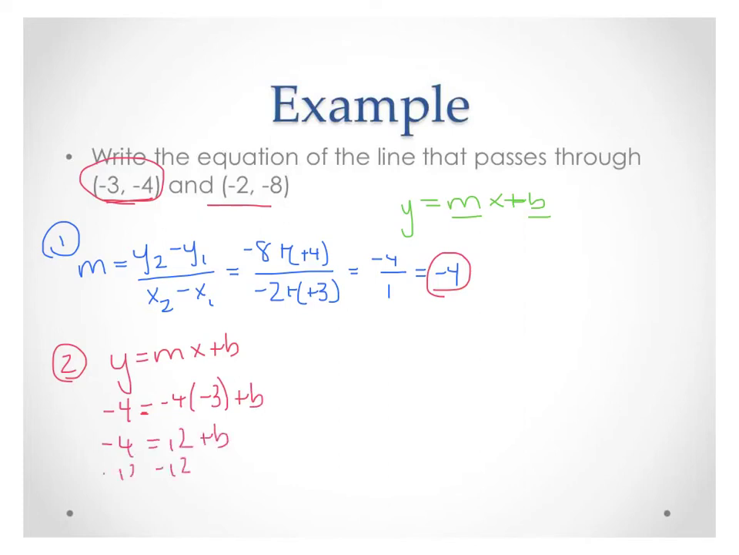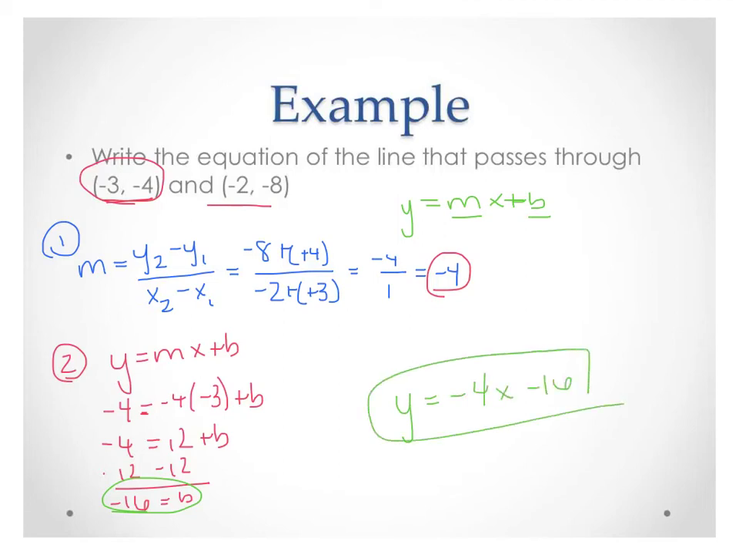By the way, you might want to check and make sure if you use the other point, would you end up with the same y-intercept? So now that I have a slope and a y-intercept, y equals -4x minus 16. So the deal is really that you need to find these missing things that you need to fill in your slope-intercept form.